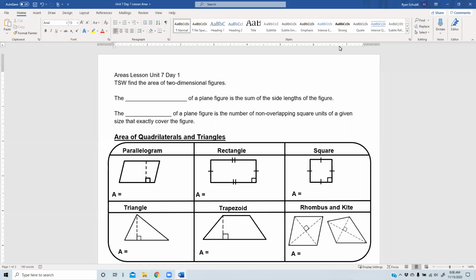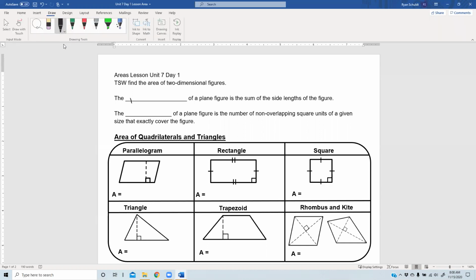Okay, so this is the new Unit 7. Unit 7 is going to be all about area. Area, area, area. It's another short unit, but that's okay. All we're dealing with is area and perimeter. So can't forget perimeter. The perimeter, you probably already know what it is.